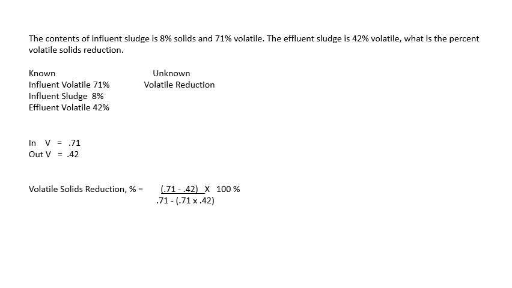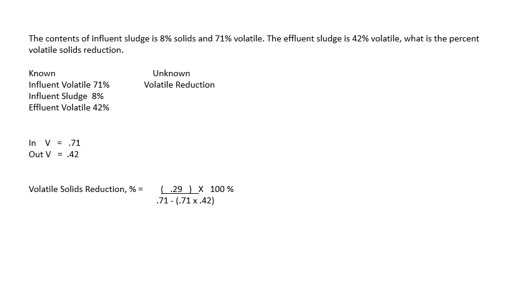So here's the numbers plugged into the formula. The volatile solids reduction percent is equal to the in of 0.71 minus the out of 0.42, divided by the in of 0.71 minus the in of 0.71 times the out of 0.42, times 100. So we're going to do the top brackets first. I'm going to solve for that. So 0.71 minus 0.42. The answer is 0.29.